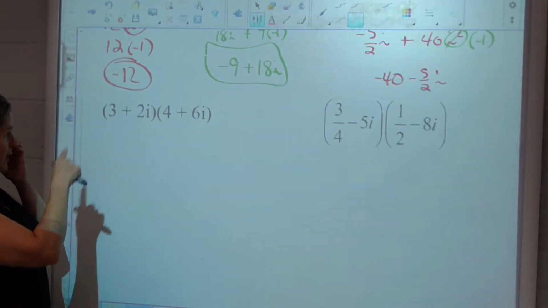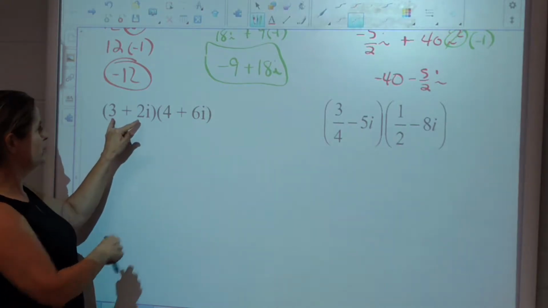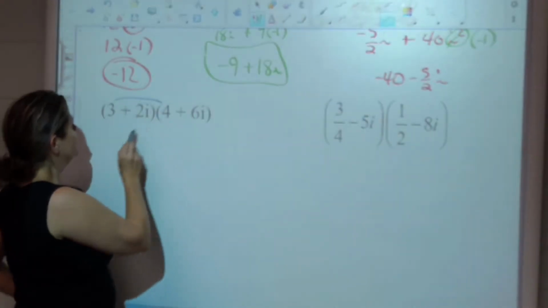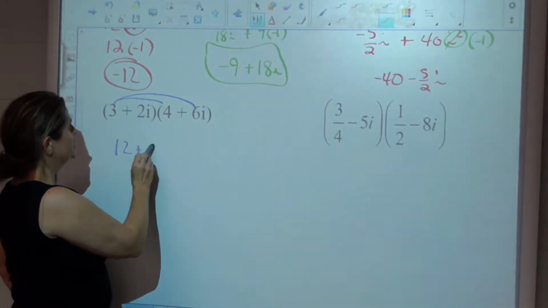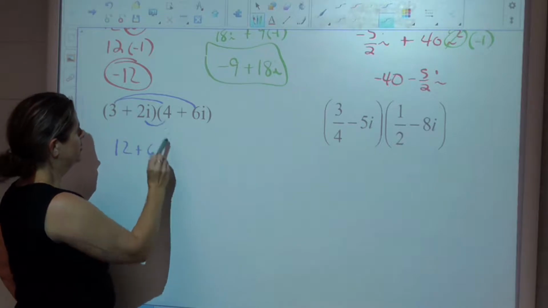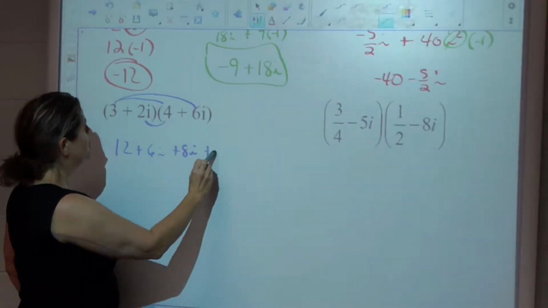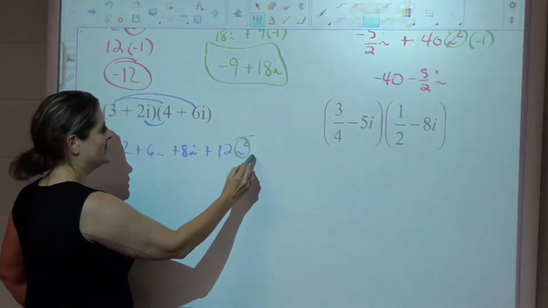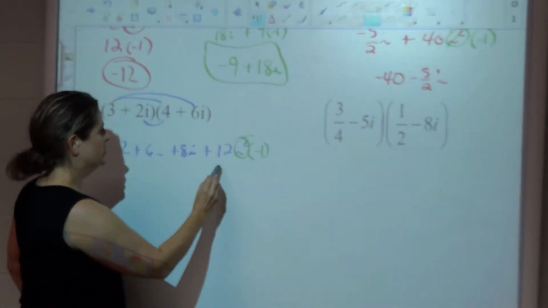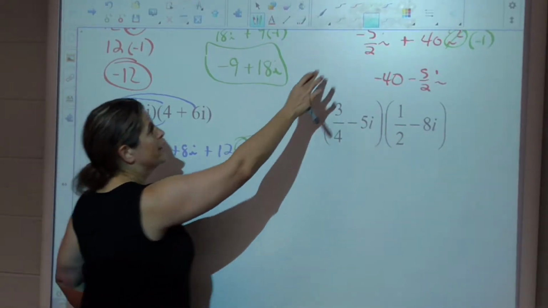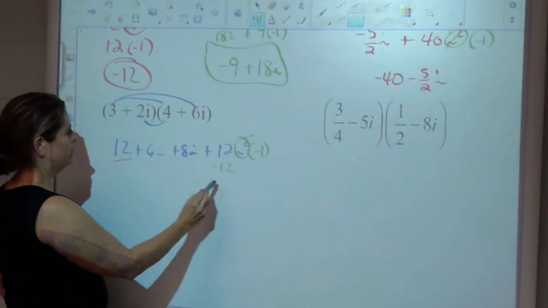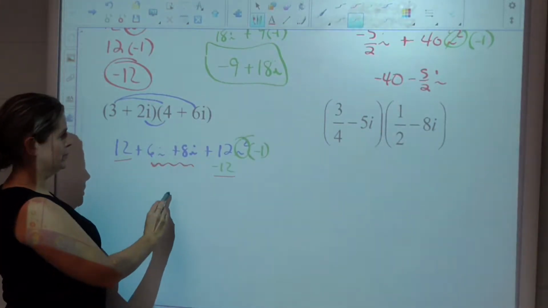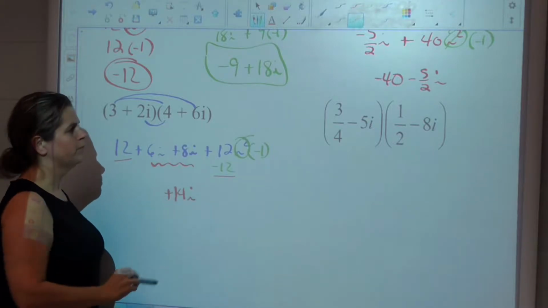The last couple, we're actually going to have to distribute both terms to both terms in the second binomial. So when I do that, that gives me 12 plus 6i. And then I go here, and that's 8i plus 12i squared. Again, i squared becomes a -1, so this is a -12. When I combine my like terms then, 12 minus 12 actually goes away. Combine your imaginary terms, and you wind up with 14i.